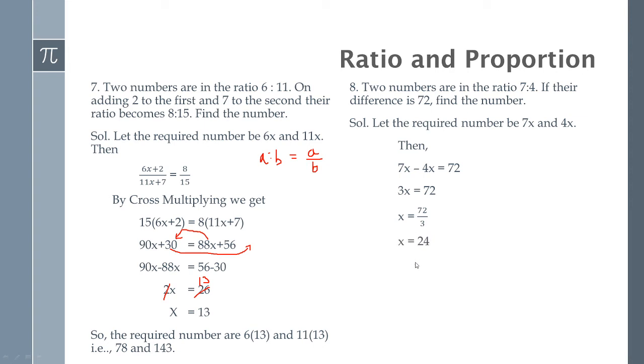But we need to find out two numbers here. What are the two numbers? Now, the required numbers are 7x and 4x. 7 into 24 and 4 into 24. That is nothing but 168 and 96.